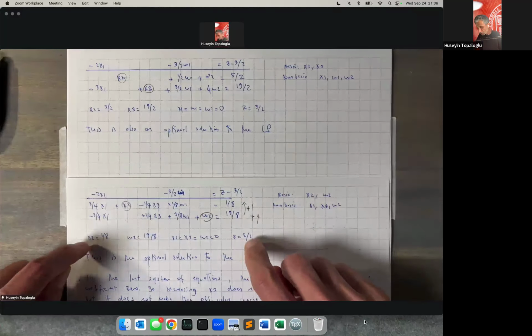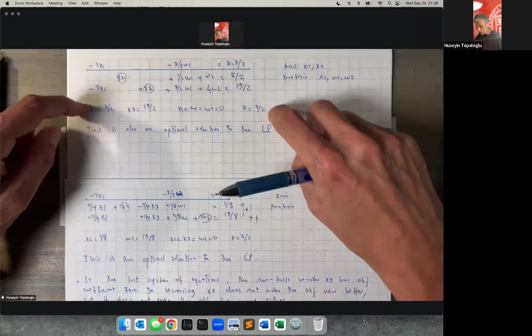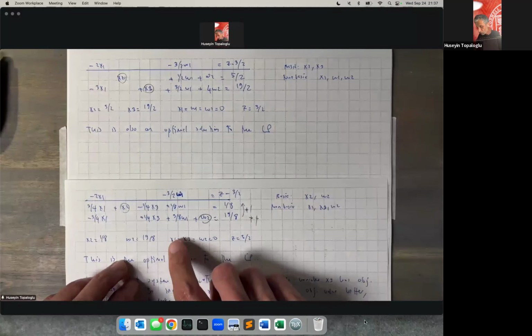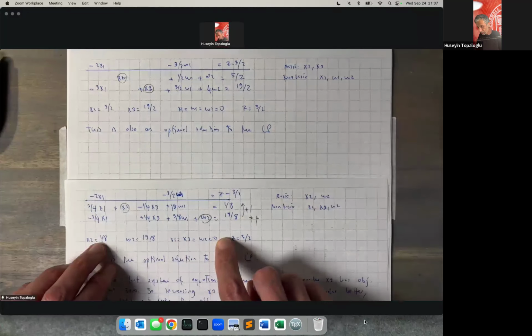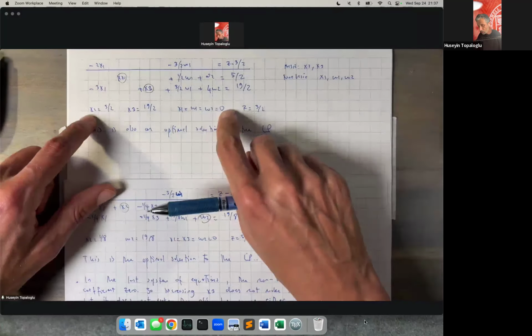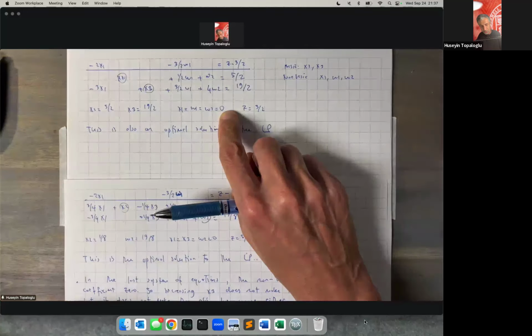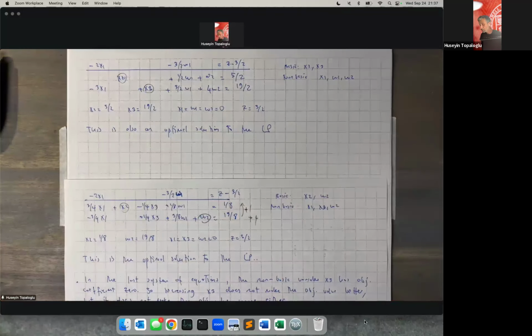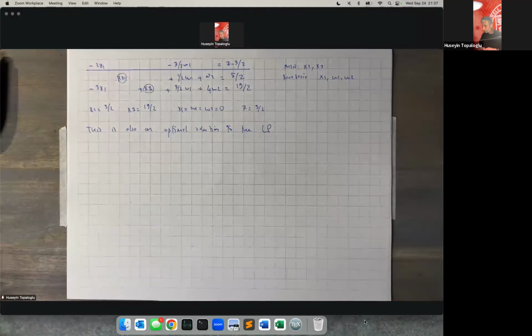This is one optimal solution that we had, and this is another optimal solution we had. In this optimal solution, x1 was 0, x2 is equal to 1 over 8, and x3 is equal to 0. And in this optimal solution, x1 was 0, x2 is equal to 5 over 2, and x3 is equal to 19 over 2. So we have two possible optimal solutions.